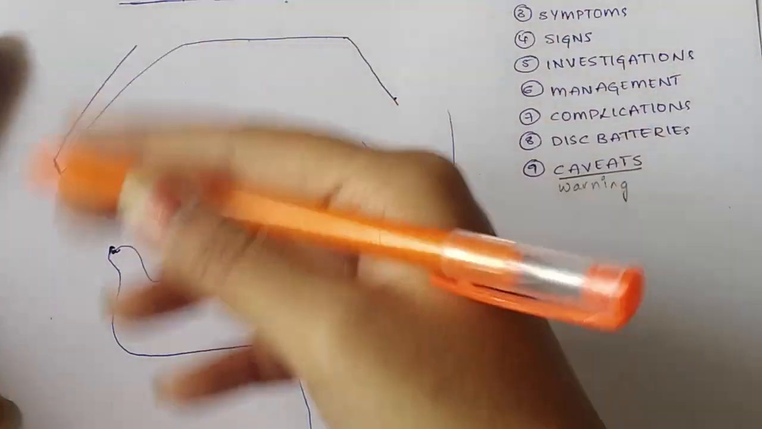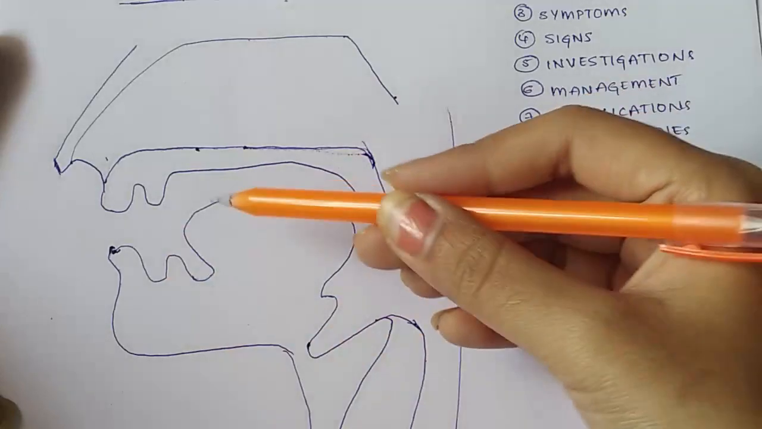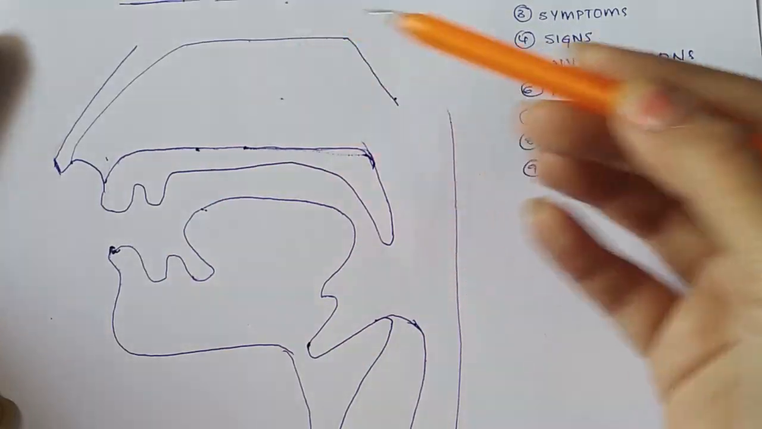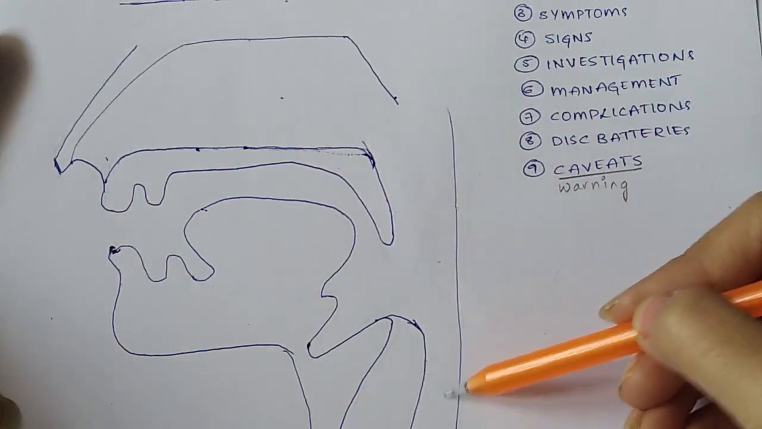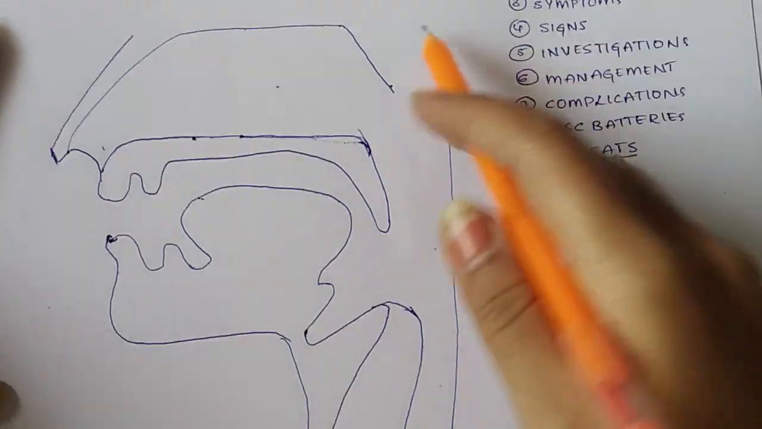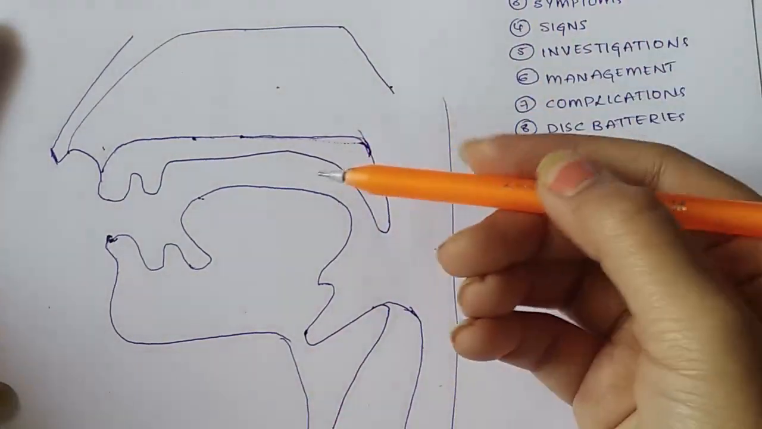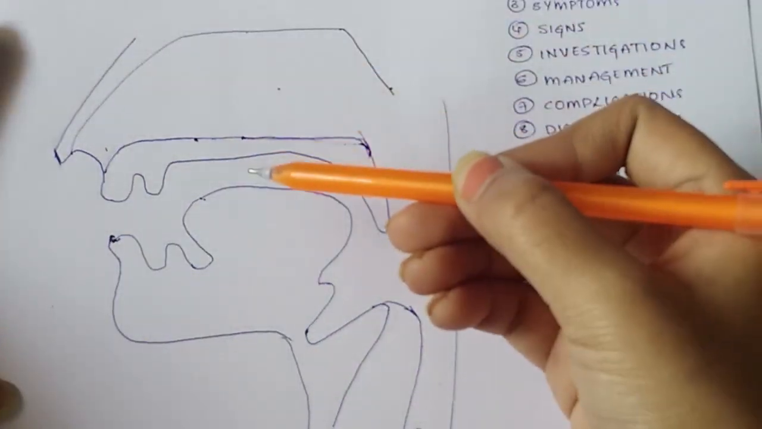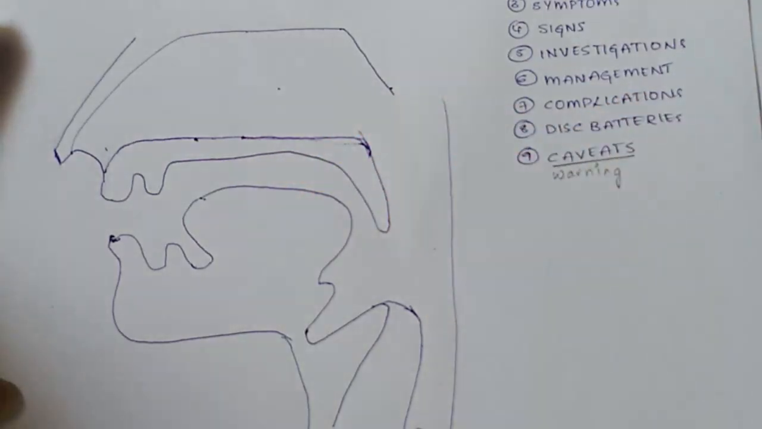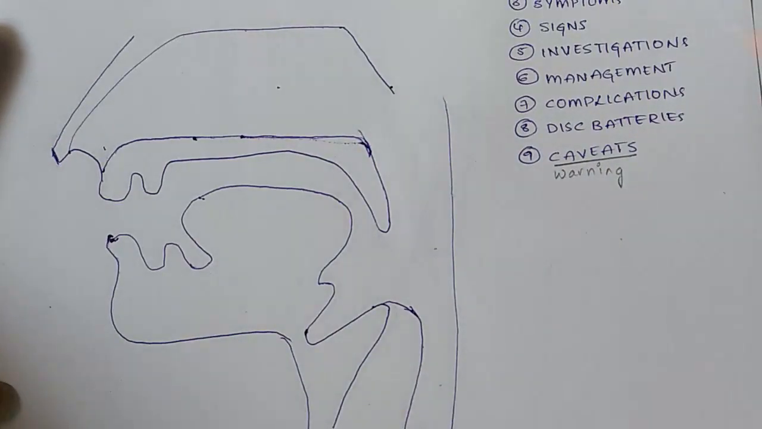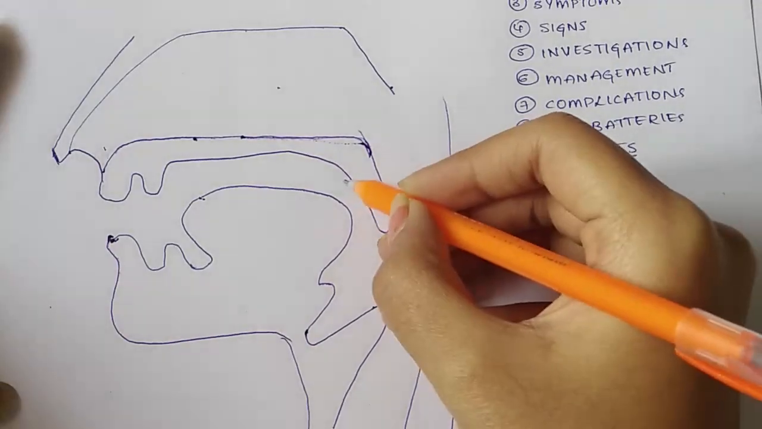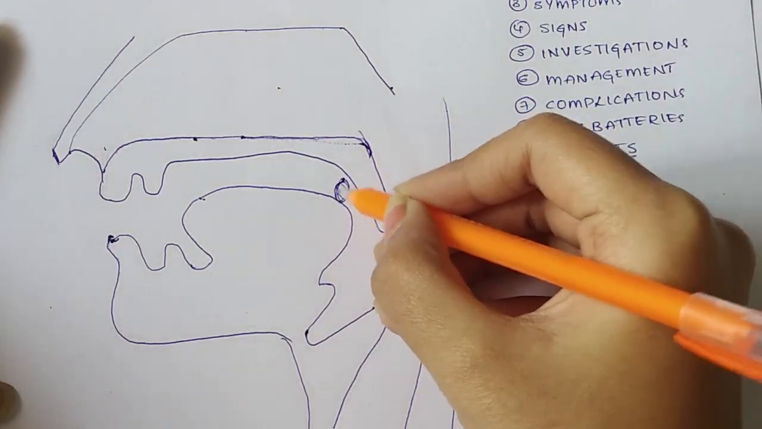So this is the oral cavity, nasal cavity, pharynx and esophagus. This is a line diagram. You can tell that this is a line diagram. So first of all, the sites for the lodgement of the foreign body will be here in the tonsil.